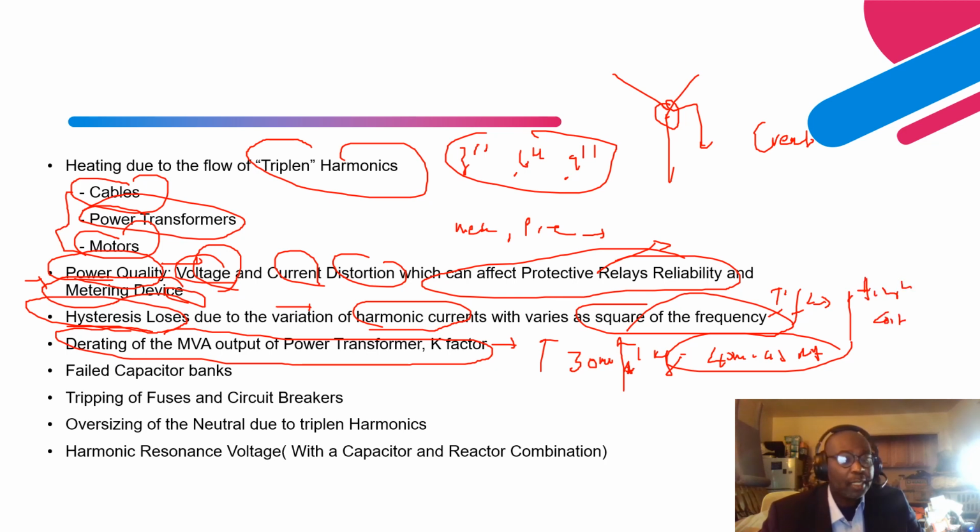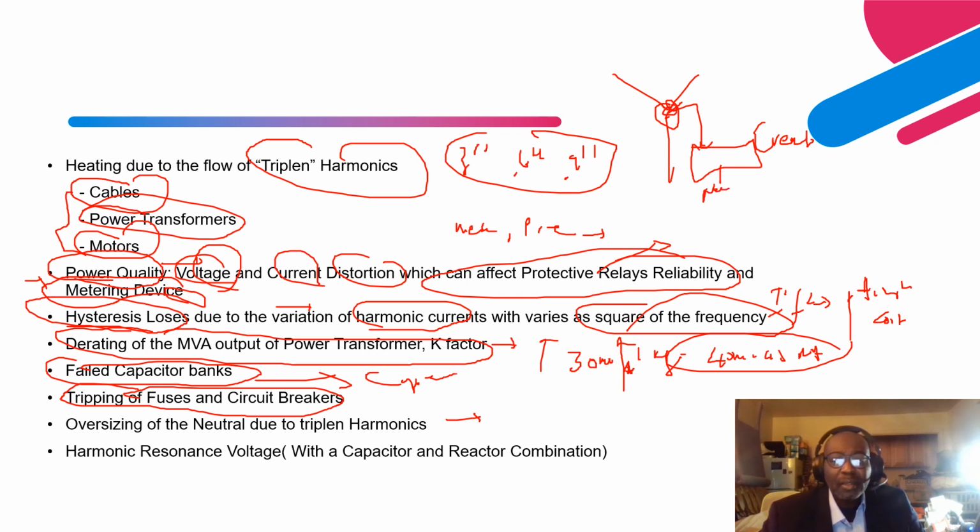Next, because of the heating, it results in killed capacitor banks, and due to distortion of voltage and current signals being measured at these capacitor banks. Next, you have fuses and circuit breakers also tripping due to the protective relays not measuring accurate voltage and current. Next, because of triplen harmonics flowing through the neutral, you have to oversize the neutral bar. Everything about a neutral has to be oversized to be able to handle that, to prevent heating.